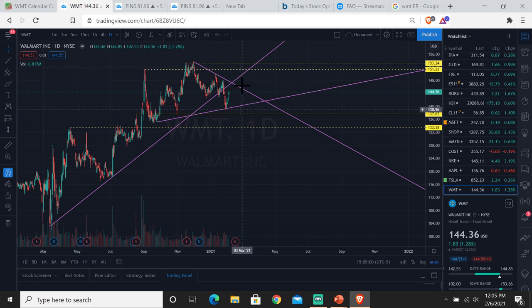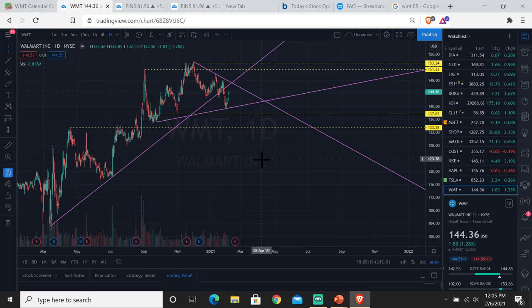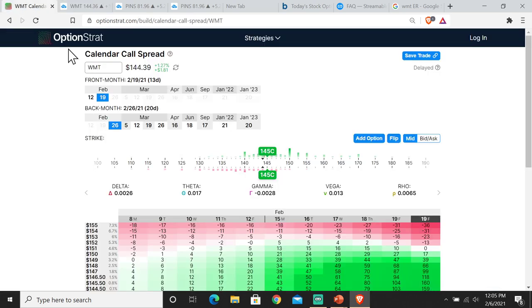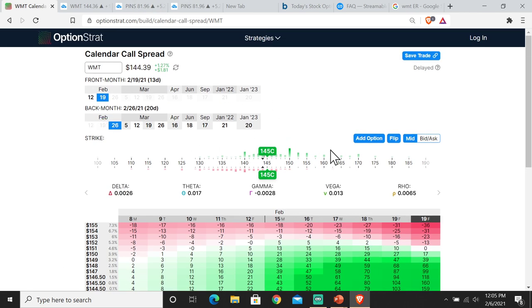And again, you can look at the expected value of the move based on this, but you can also look at the expected value move based on the options price contracting. You can Google that. I have to look into that myself on how to calculate that, but I know some brokers actually provide you with that information. And it's just based on the options pricing. That's how they calculate it.